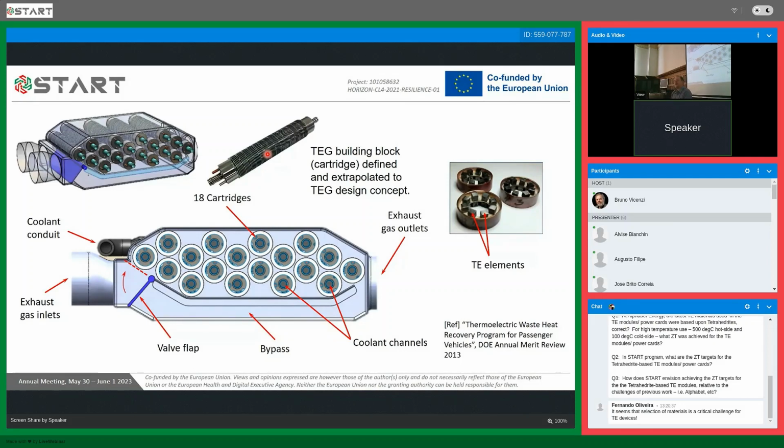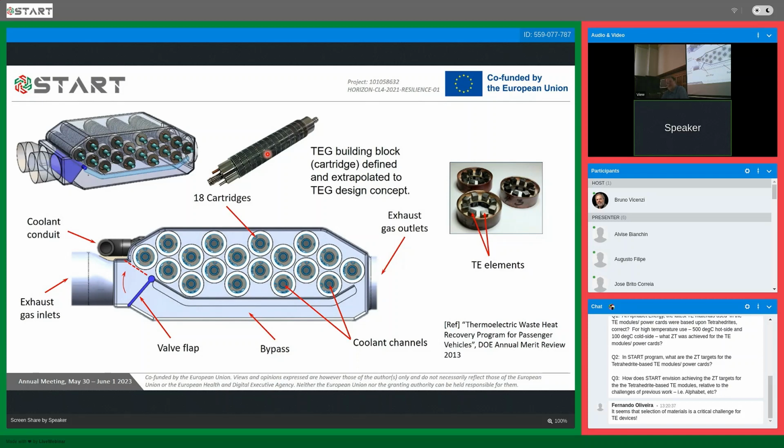Any other questions? There are more questions from remote. We can take one, I think, because we are already a bit late. So maybe we pick Steve Casey, the first one. At Alphabet Energy, the latest TE materials used in the TE module power cards were based upon tetrahedrites, correct? Correct. For high temperature use, 500 degrees Celsius hot side and 100 degrees Celsius cold side.